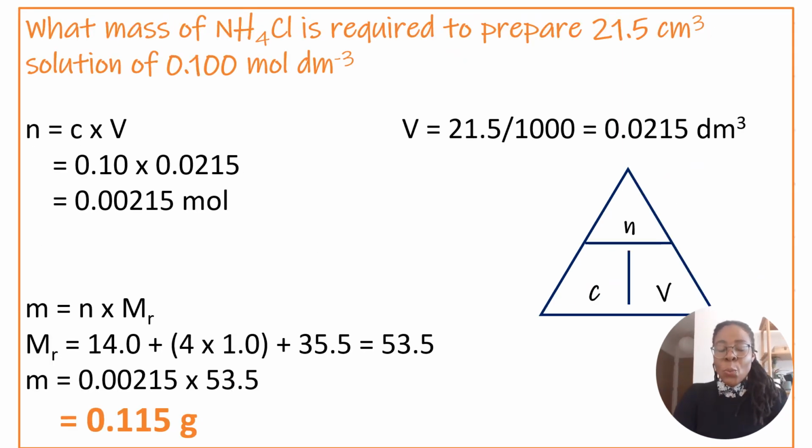For our second question, what mass of ammonium chloride is required to prepare 21.5 centimeters cubed of 0.10 moles per dm cubed? First we calculate our moles as concentration times volume, which gives us 0.00215 moles, again making sure you first converted your volume from centimeters cubed to decimeters cubed. Then to find the mass, mass equals moles times MR. So 0.00215 multiplied by 53.5, which gives us 0.115 grams.